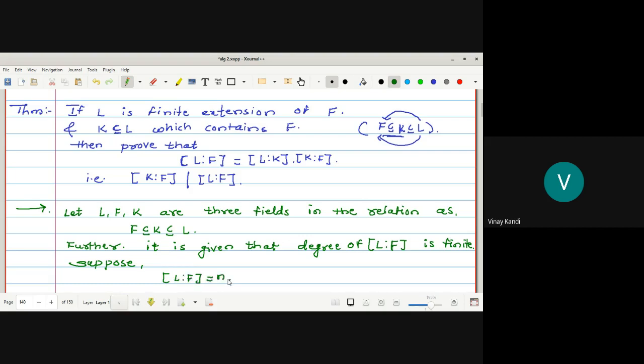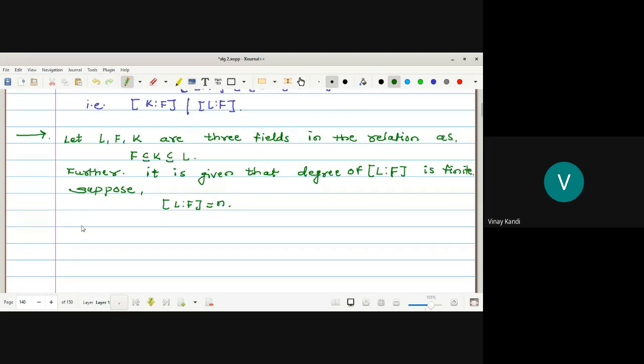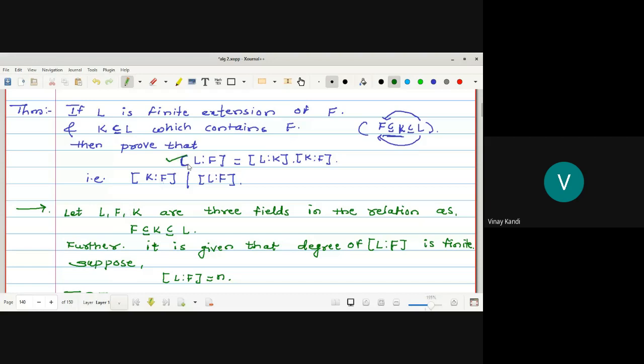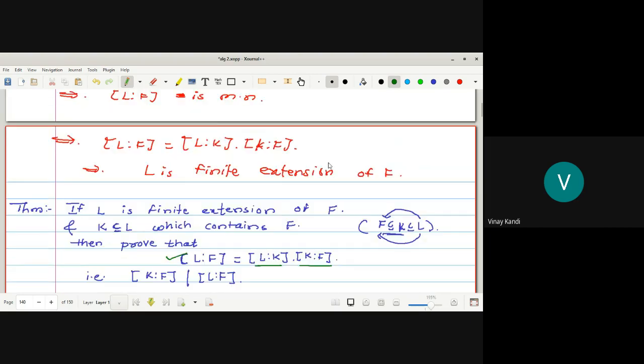So we have to prove that the degrees of L over K and K over F are finite. If we prove this, then by the previous theorem we obviously prove the result. In the previous lecture, we proved that if this is finite and this is also finite, then the degree of L over F is equal to the degree of L over K times the degree of K over F. In the previous lecture, we proved this.